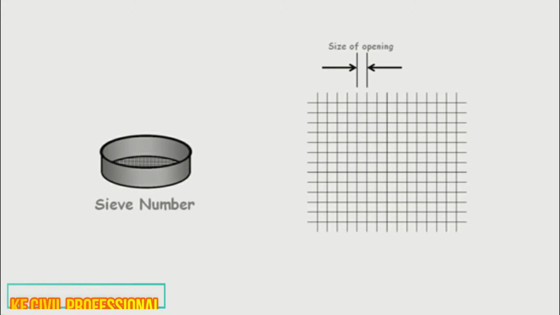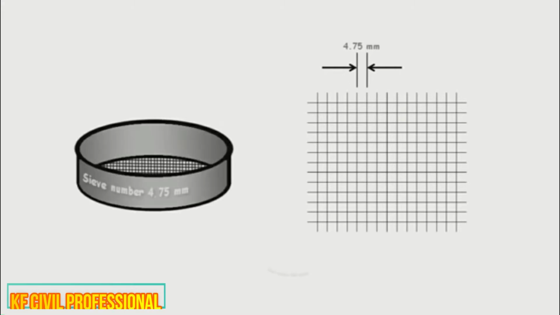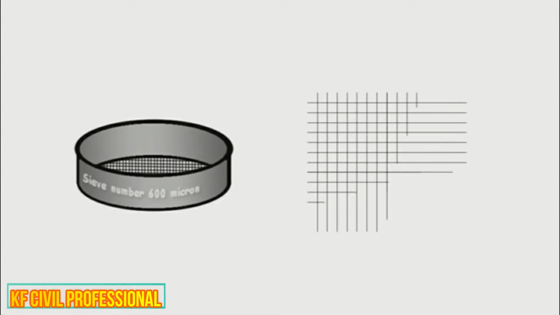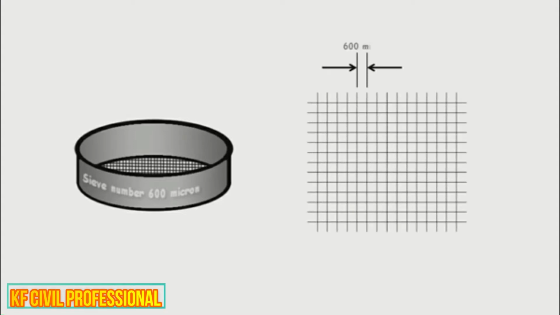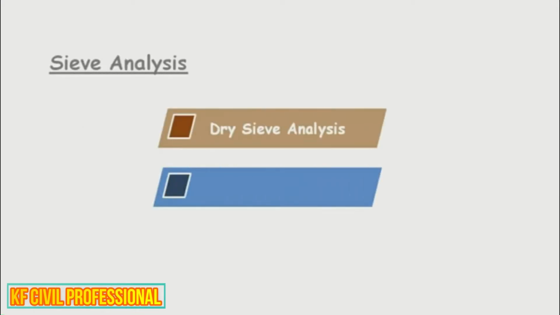A sieve with a mesh opening of 4.75 mm is designated as 4.75 mm sieve. Similarly, a 600 micron sieve refers to a sieve which has a mesh opening of 0.6 mm. Sieve analysis itself is done in two ways: dry sieve analysis and wet sieve analysis.